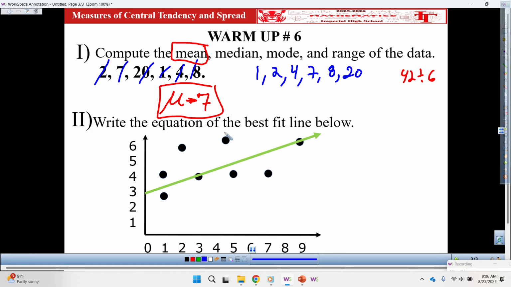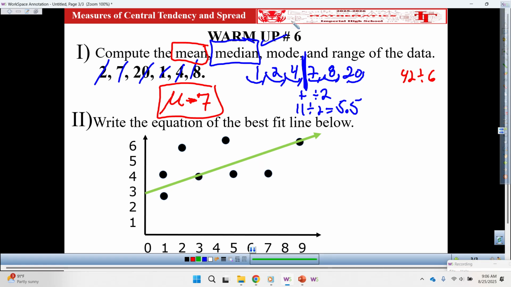Median. Remind your neighbor how to find the median, please. If there's nothing in the middle, how do we find the median? We start from the edges: one from the left, another from the right, and so on. There's nothing left in the middle. So what do we do? You add 7 plus 4 and divide by 2. So 7 plus 4 is 11, divided by 2 gives us 5.5. That's our median.